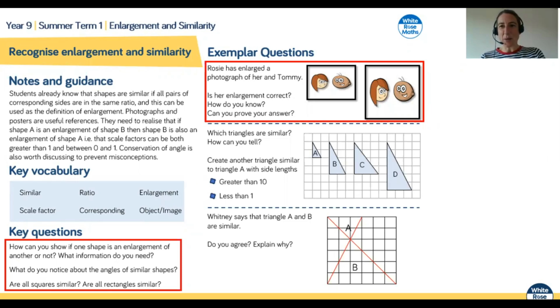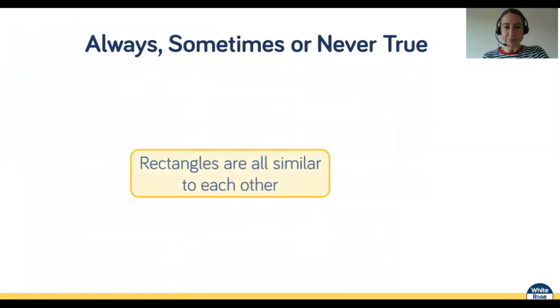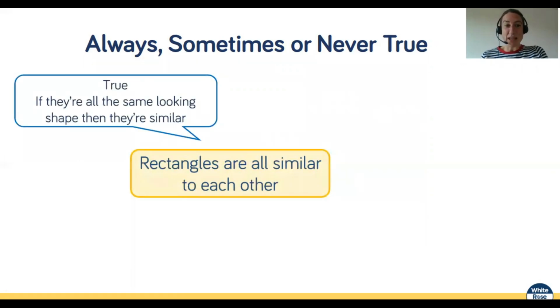Okay, and we're going to start by looking at a question that I posed recently to some Year 9 students about similarity, and it threw up some really interesting misconceptions. So it's an always, sometimes, or never true. And I simply ask, are all rectangles similar to each other? And as always, it's the incorrect answers that are the most interesting. So I had some students saying, well, they're all the same looking shape, so they must be similar. So there's some confusion there with how we use similar in the day-to-day English language and what mathematically similar means.